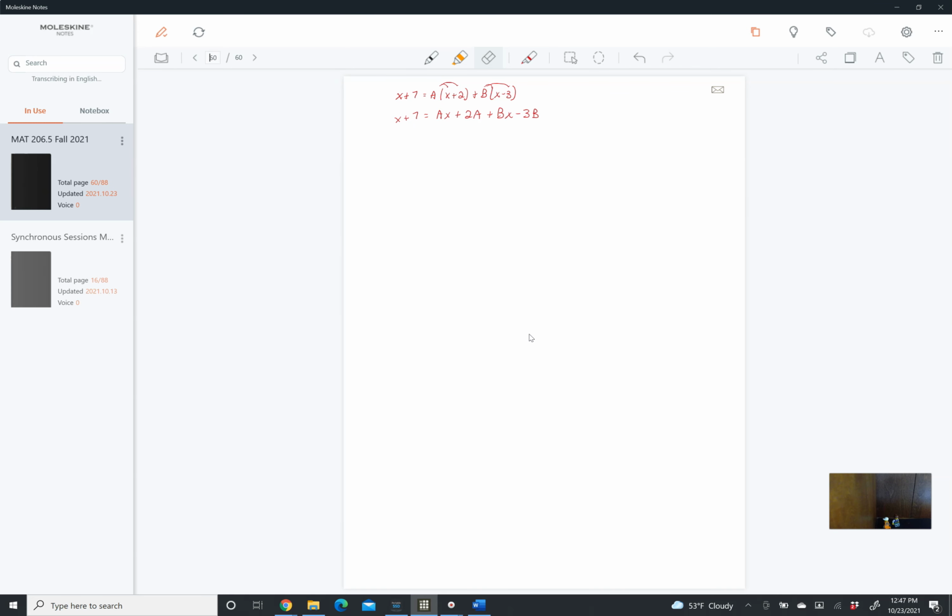So we distributed. Now we're going to rearrange it so that the powers of x are together. So in other words, ax and bx both have a power of x that is equal to 1, so we're going to put those together. And then 2a and negative 3b have no x, so we're going to put those together. So we get x plus 7 is equal to ax plus bx plus 2a minus 3b.